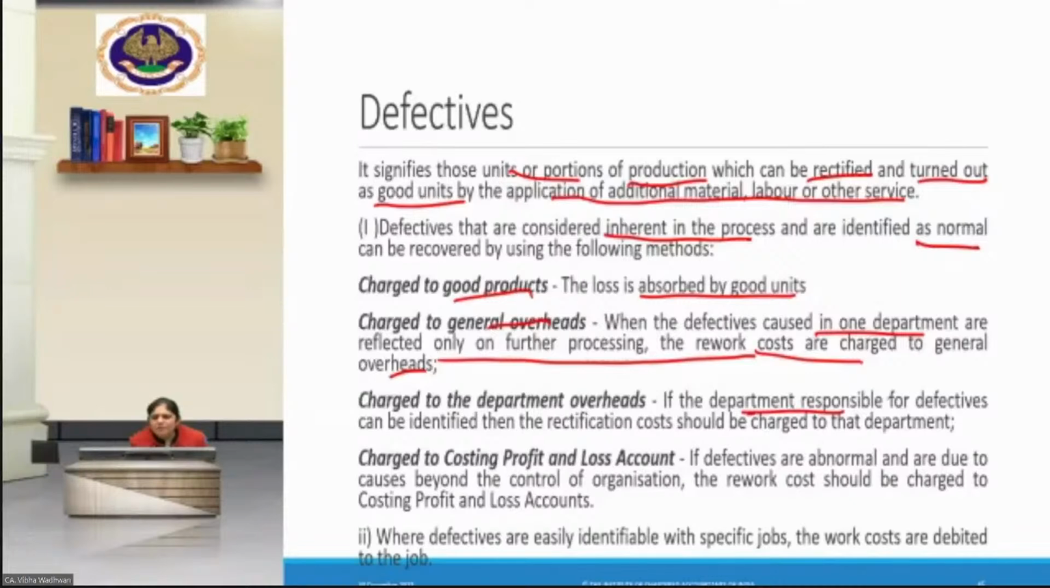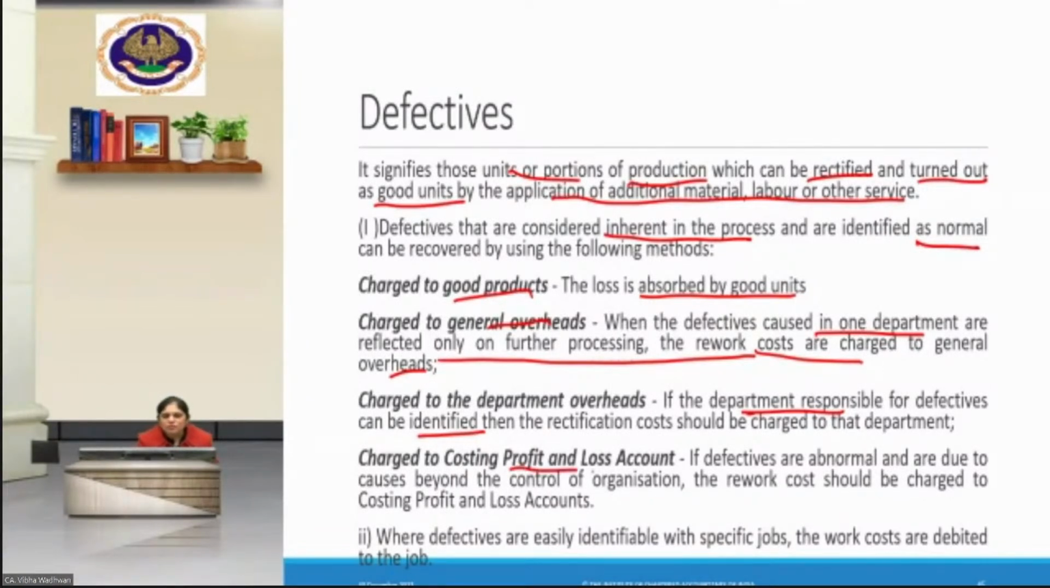When the department responsible for defectives is identified, that okay, this is the department where defectives have arisen, then the additional cost will be charged to that particular department only. And when you cannot identify any particular department, then it will be charged to general overheads. But when you identify that this defective has arisen in a particular department, then that department has to bear the additional cost.